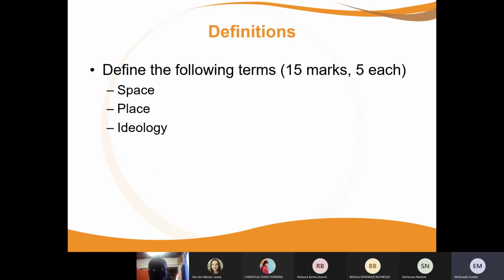All right, then you will see in the tutorial letter, I have a rubric. The reason why I include the rubric is to help students to include everything that I want in the assignment, because our students just go off on their own thing and they don't answer what we want. And the rubric is also there for you to know how much time you must spend on each section of the question. So for the definitions, it counts 15 marks, 5 marks each. And you have to define space, place, and ideology, because these three terms are really what the learning unit is about.